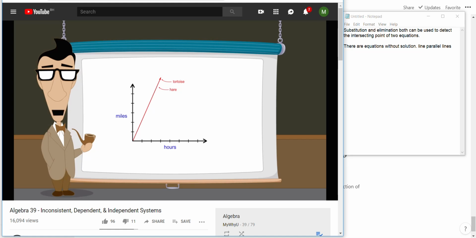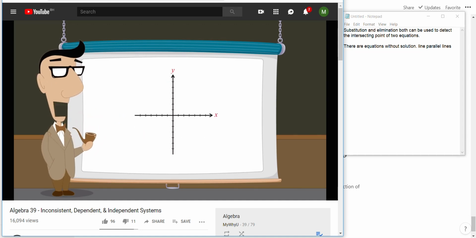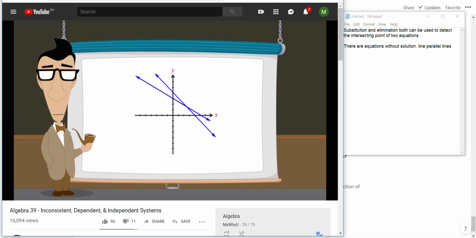So there are three possible types of solutions we may encounter when solving systems of two linear equations in two variables. The first possibility is that the two graphs cross. Their single intersection point reflects the fact that only a single solution exists which simultaneously satisfies both equations.